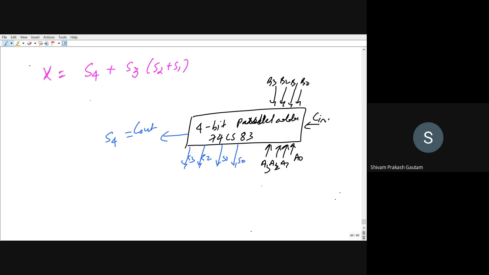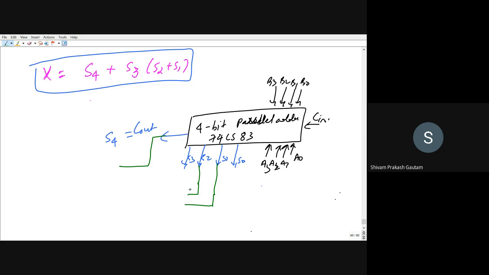right? So now we have to implement this logic. So just see, I will implement this logic. This is S4 I'm taking, and it is OR with S2 and S1. This is S2, and this is S1, and this is OR only.